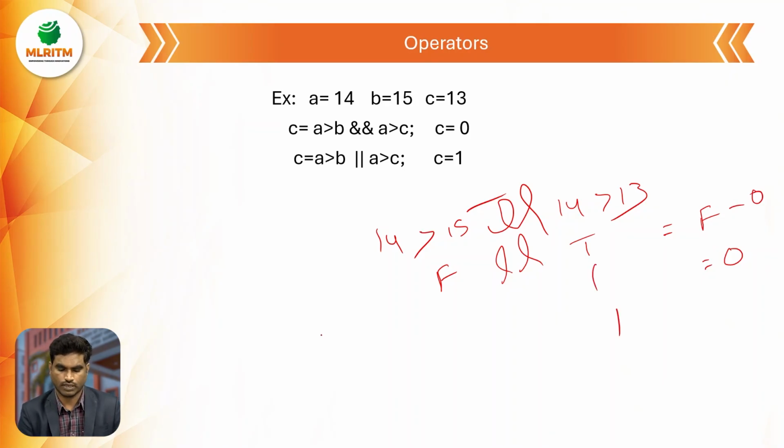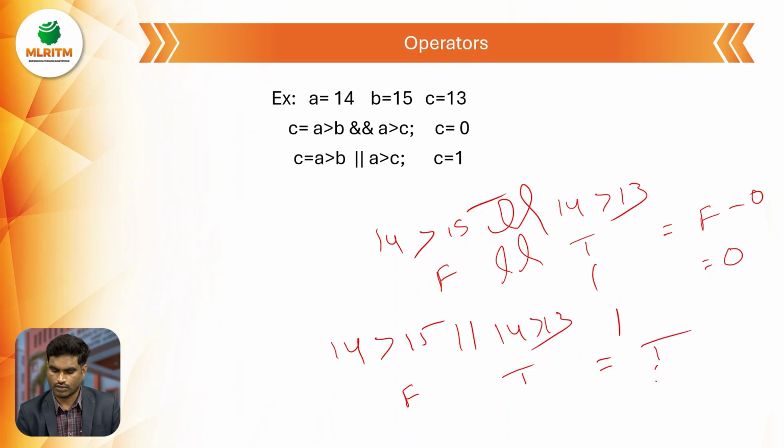Next one, what is the value? 14 greater than 15, or 14 greater than 13. This condition is false, this condition is true, the result is true. True is nothing but it returns the value 1.